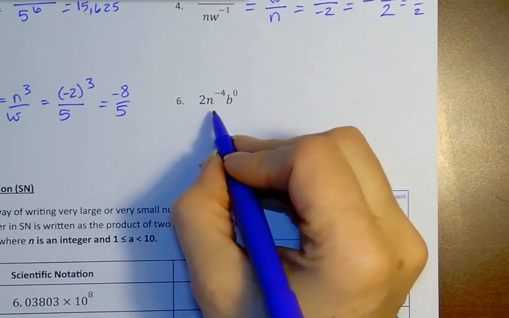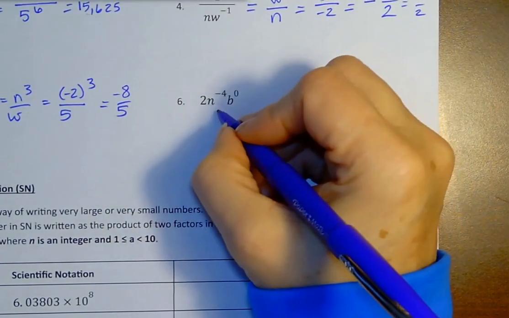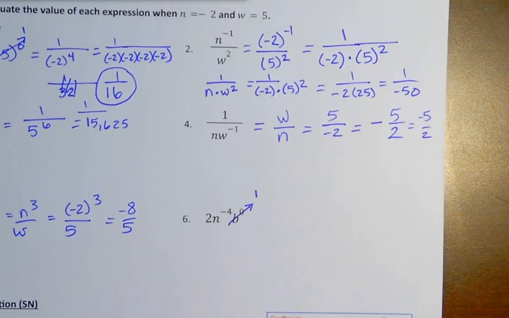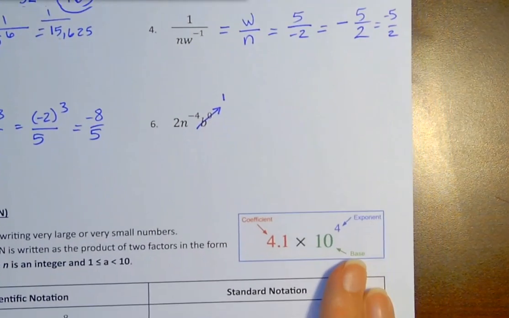And here, 2 times n to the negative 4 times b to the 0. Oof, that's just 1. Good thing, because we don't know what b is, right? They didn't give us any b values. Good thing we didn't have to figure that out.